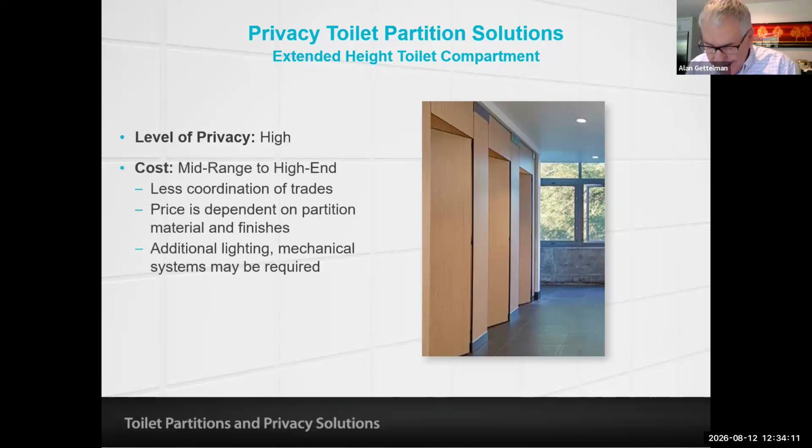The cost of the extended height toilet partition can vary from mid-range to high-end. There is less coordination of trades compared to fully enclosed with drywall and individual toilet rooms. However, increases in cost could come from custom partition sizing, as well as the potential need for additional lighting, HVAC, and fire suppression systems due to the partition height. Plumbing, tiling, electrical, and/or mechanical services may be required.